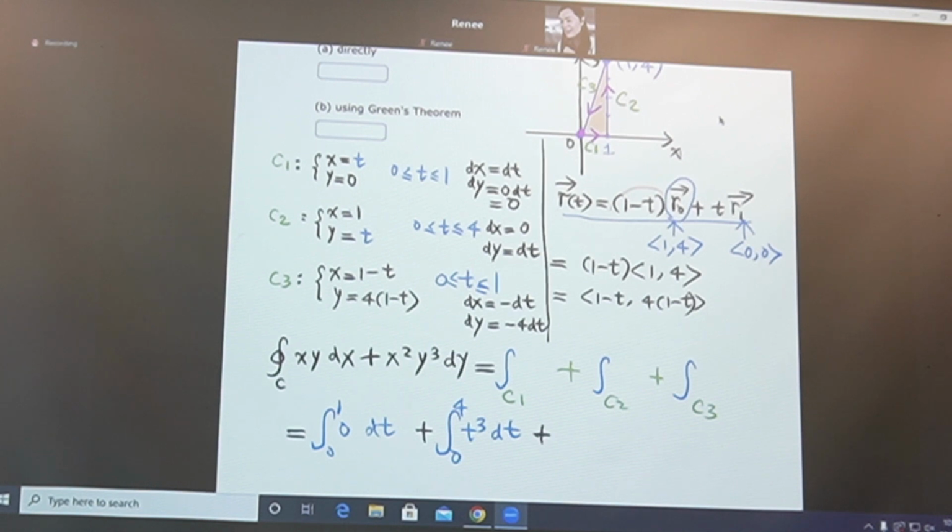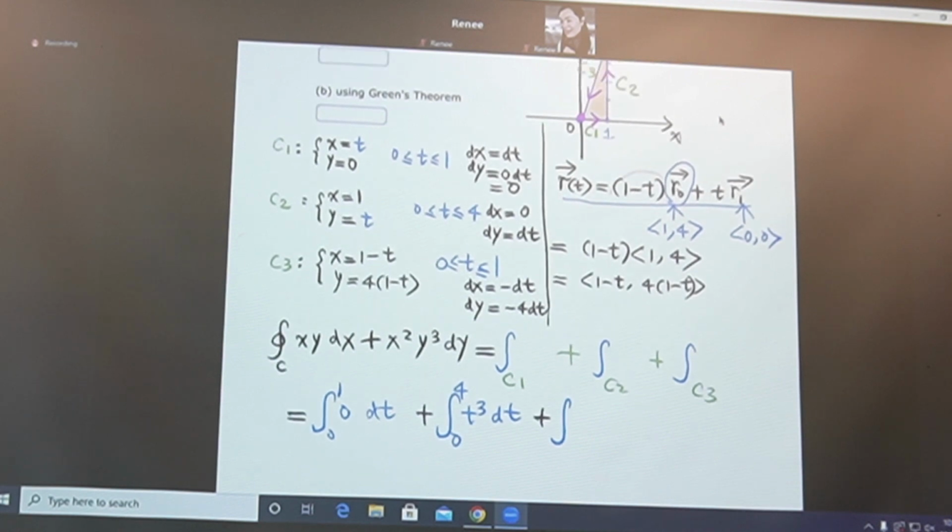Plus, and the last one here is what? Now it's about C3. For C3, let's think about x times y, which will be this times this, and then dx. So you will have 1 minus t times 4 times 1 minus t, and then the dx here is negative dt. So negative dt right there, and then t goes from 0 to 1. That's for this part.